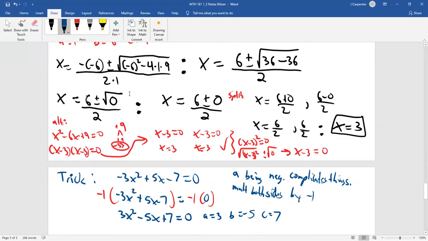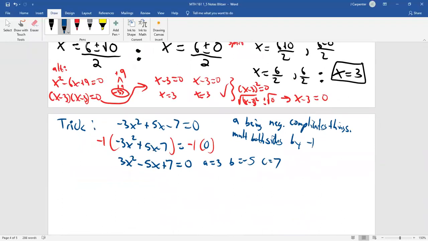Which is why I suggest if you ever end up in this kind of scenario, just multiply both sides by negative 1 or divide both sides by negative 1. An alternate trick is move everything to the other side. Add 3x squared, subtract 5x, and add 7. There's definitely more than one way to skin this particular algebra problem.